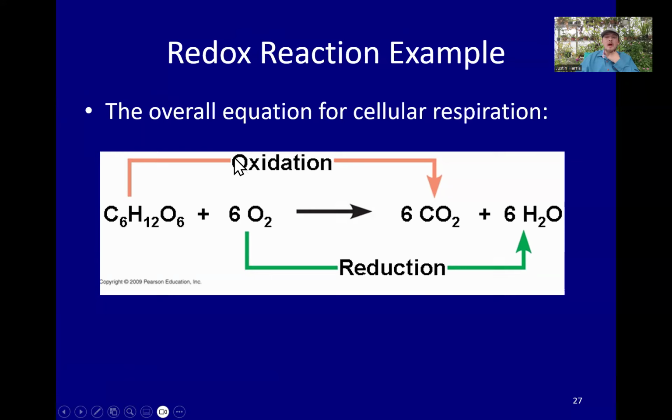So OIL RIG: oxidation is loss, and so we lose electrons here. And RIG: reduction is gain, where this substrate is gaining electrons.